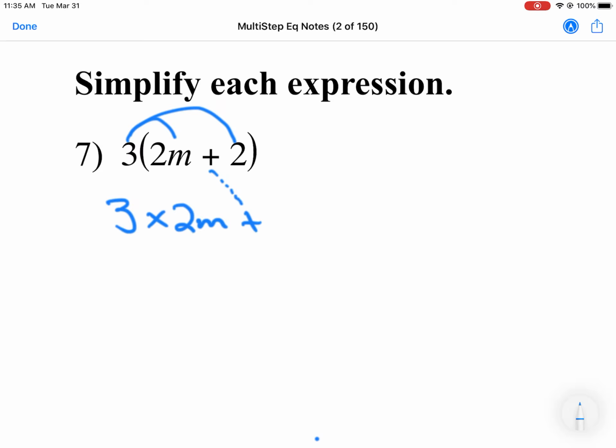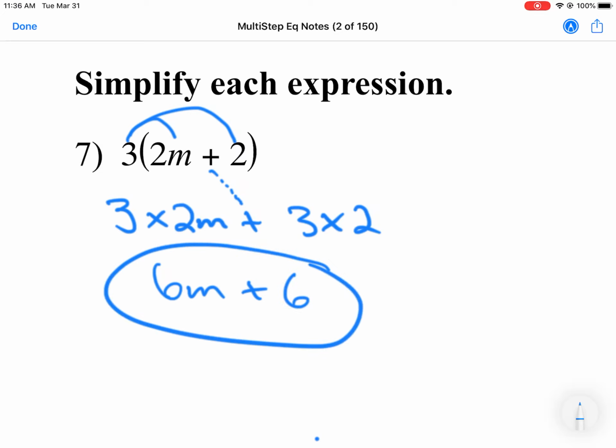So we're going to do 3 times 2m. Bring your plus sign down. And then we have 3 times 2. So 3 times 2m is 6m. Don't forget the m. Bring your plus sign down. 3 times 2 is 6. And that's your final answer, because you can't combine 6m and 6, because that 6 right here does not have an m. So that's your final answer. And I'll write that.